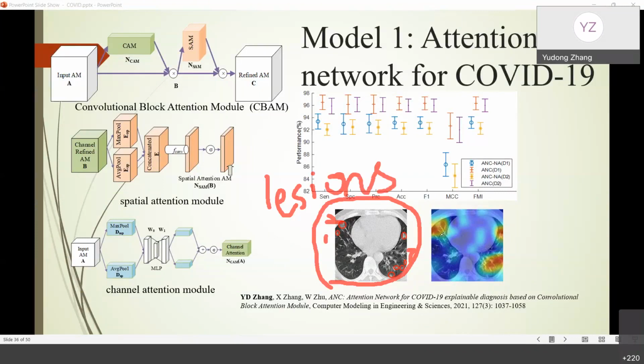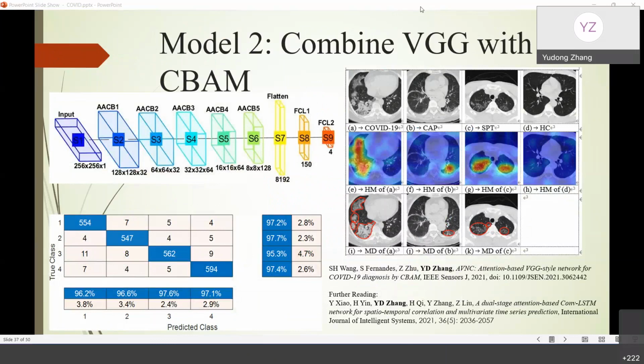Using our attention neural network, we can see here the heat map. The red areas of the heat map almost covered all the suspicious lesions of the chest. This means the attention network works quite well to not only help make the diagnosis, but also give the locations of the suspicious lesions here. This slide also shows some attention network. We try to combine the VGG with the CBAM, and we get very good results here. As you can see, we tested COVID-19, community-acquired pneumonia, and also tuberculosis. We find that for all three diseases, we can get their heat maps. And the bottom ones show the doctor's results.